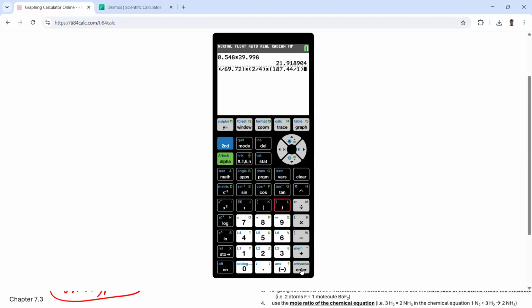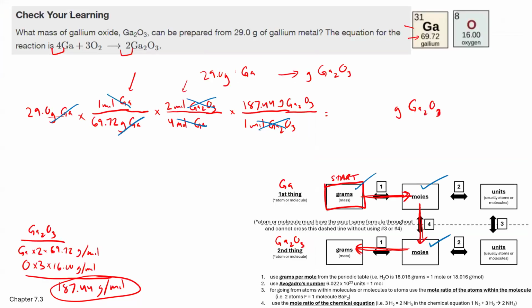All right, that was a long problem. Let's hit enter. Hopefully that worked. 38.98. We have 3 digits, so we'll say 38.98. Right, but we want 3 digits. We're going to cut it off there, and it's going to be 39.0 grams of gallium oxide.